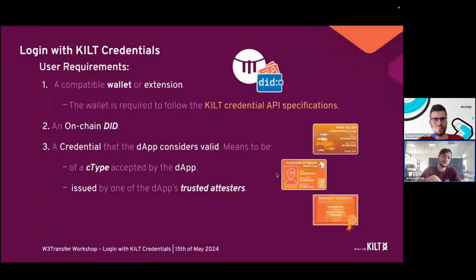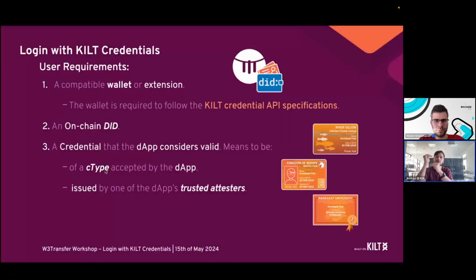But to be really useful, it has to be a credential that the app considers valid. So I imagine if you are a service like WeTransfer, you probably wouldn't want to accept fishing licenses, but you would rather accept email credentials, for example. So the credential has to be first of a CType accepted by the app. What is this? A CType stands for claim type.